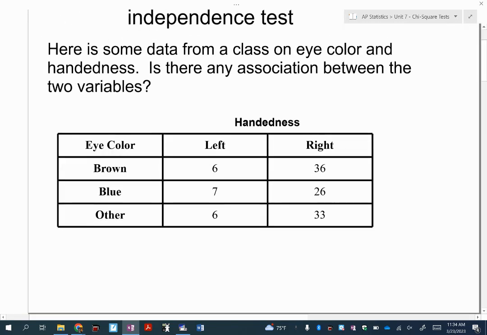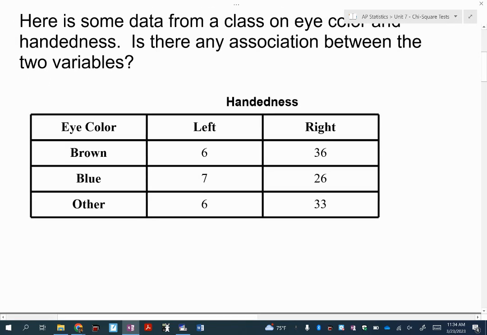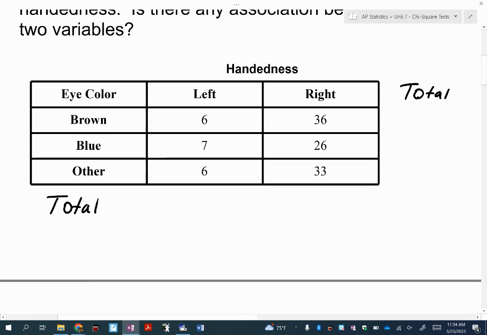I'm going to go back to the first slide to get some totals here. How many of these students are left-handed? 19. How many right-handed students? 95. Okay. How many have brown eyes? 42. Blue eyes? 33. You're good. And then other eye color? 39. And my personal favorite, people that have one of each.